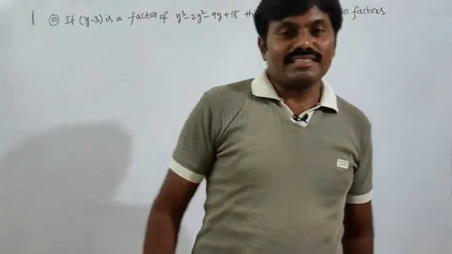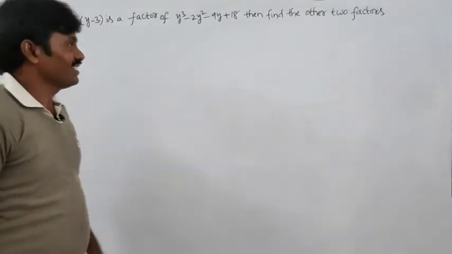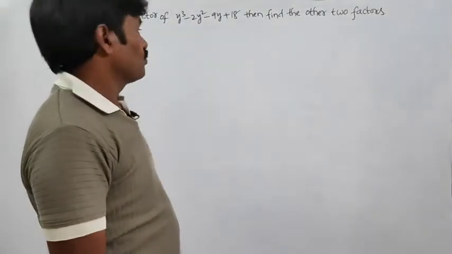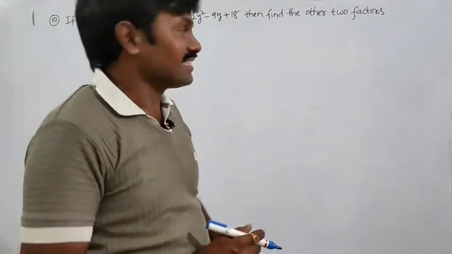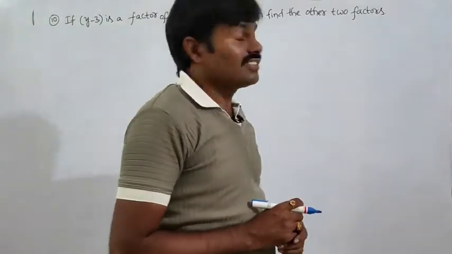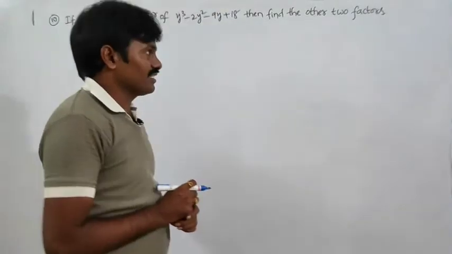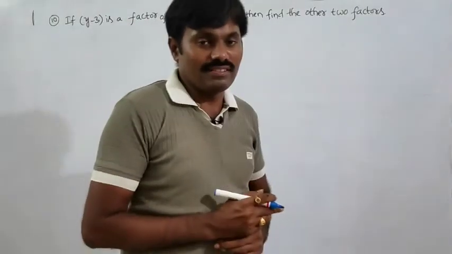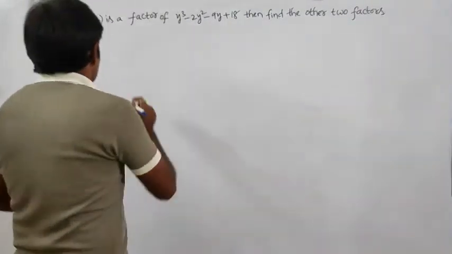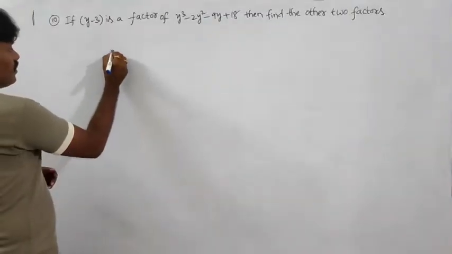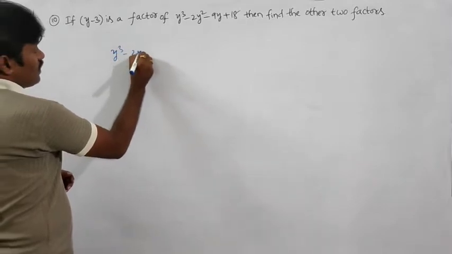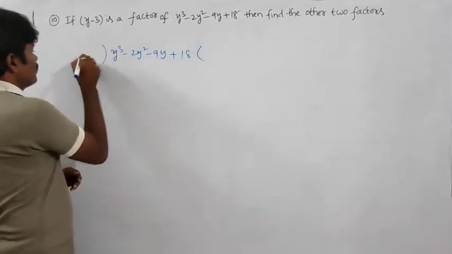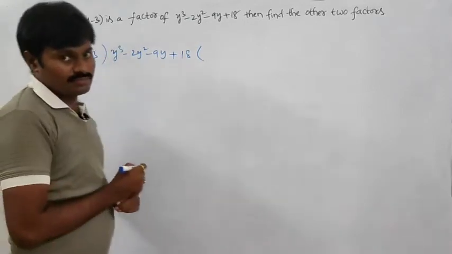Okay, my dear children, let us solve the next problem. That is, if y minus 3 is a factor of y cube minus 2y square minus 9y plus 18, then find the other two factors. How do you find this? See, go to actual division. Here y cube minus 2y square minus 9y plus 18 is the dividend, and y minus 3 is the divisor.